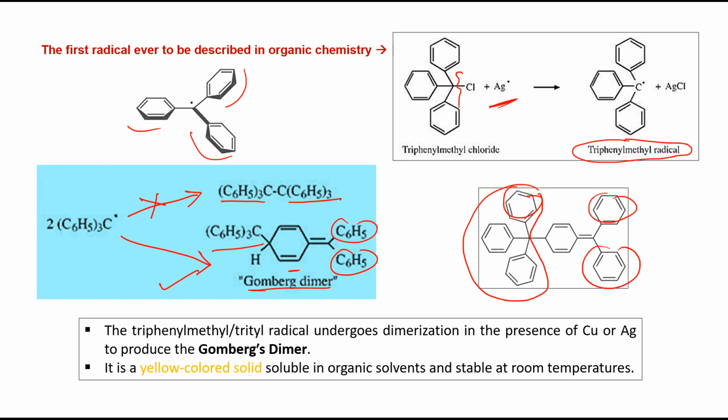So this triphenyl methyl radical, or you can call it trityl radical, undergoes dimerization, but not this traditional type of dimerization. It is a different type of dimerization in presence of copper or silver to produce this dimer, which is named after a scientist, and it is a yellow colored solid which is soluble in organic solvent, and it is also stable at room temperature.